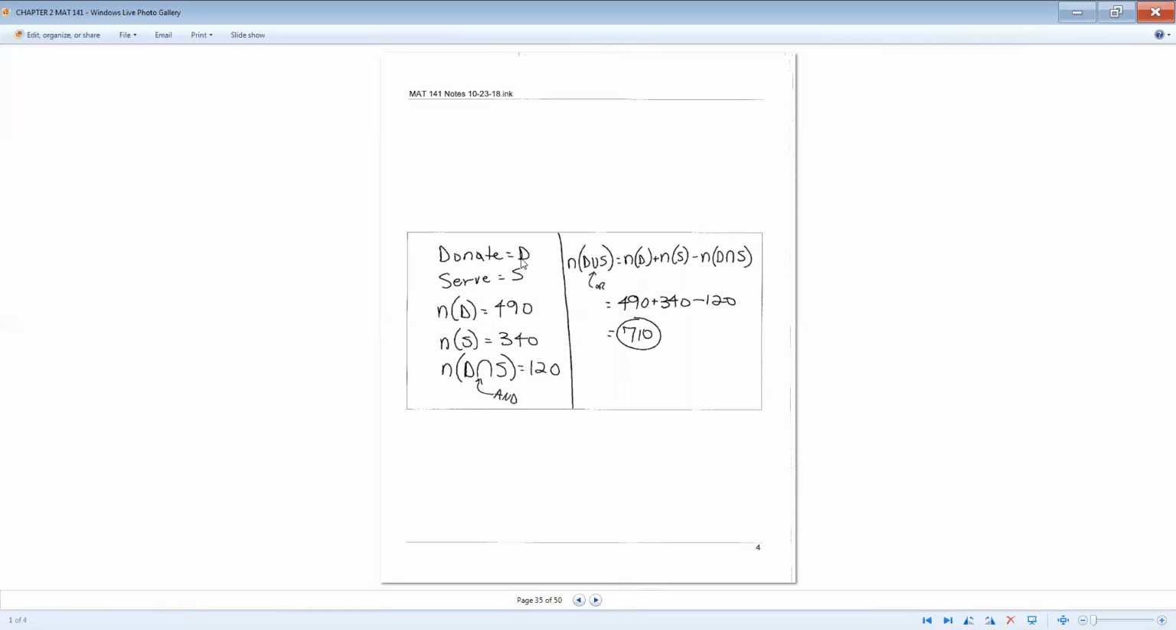So we call D donate, S for serve. The number of donators was 490. The number of servers, 340. The number of donators and servers is 120. So if I want to know the number of donators or servers, I will add the number of donators, number of servers, and subtract what they had in common, and I will get the 710.